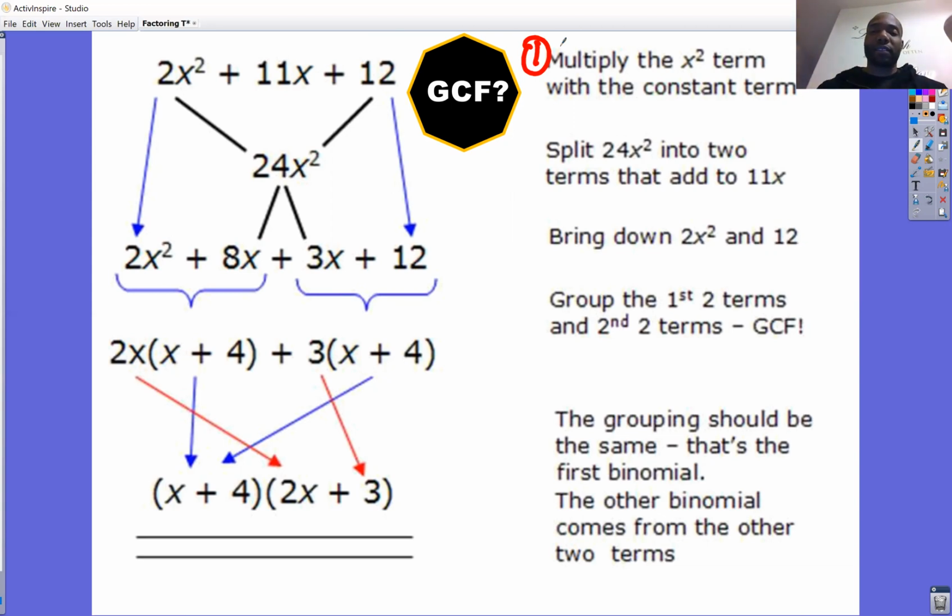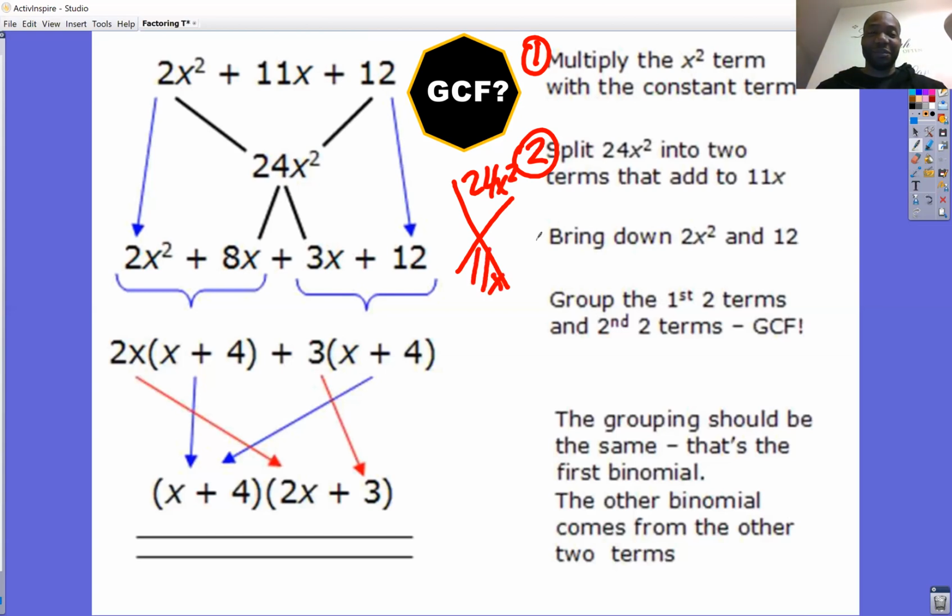So you're going to multiply the x squared term with the constant term. So the first thing we do, we multiply these 2 terms together. We multiply 2x squared and 12, and that gives us 24x squared. That's the first thing. The second thing we're going to do, we're going to split the 24x squared into 2 terms that add to 11x. That is our x over here, right? So we're going to say split the 24x squared into 2 terms that add to 11x.